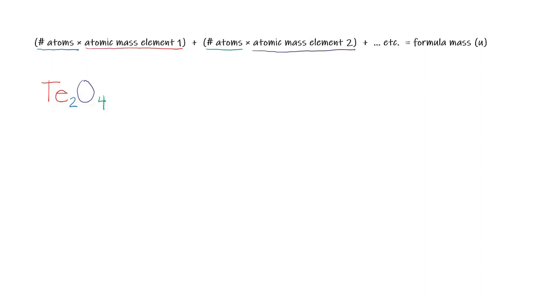To calculate formula mass, we add together the masses of all the atoms in the molecule. Mathematically, this becomes the equation shown. To get the contribution from each element, we multiply the number of atoms for that element times its atomic mass from the periodic table. Then we add them together.